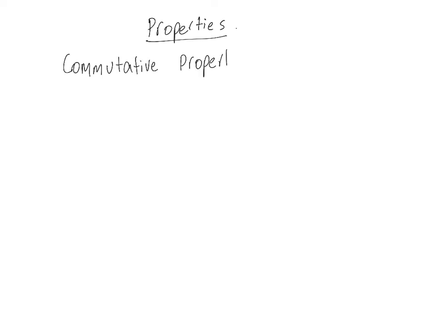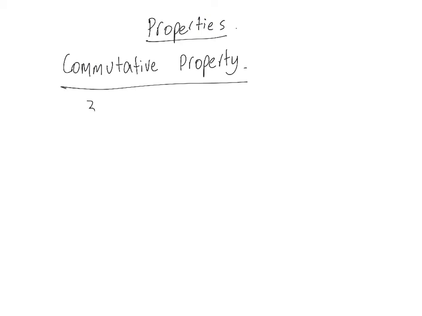So in this unit, we learn about properties. So the first one is called the commutative property. Now I'll use an example and then we'll conclude from there.